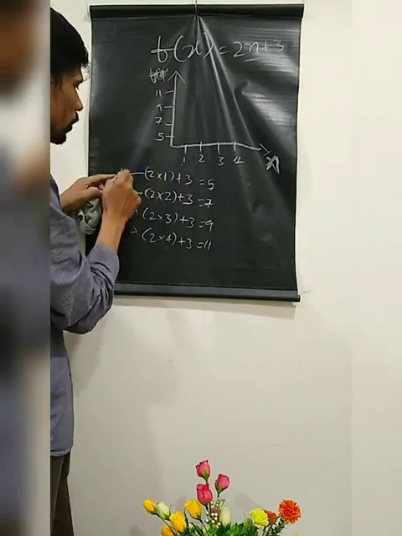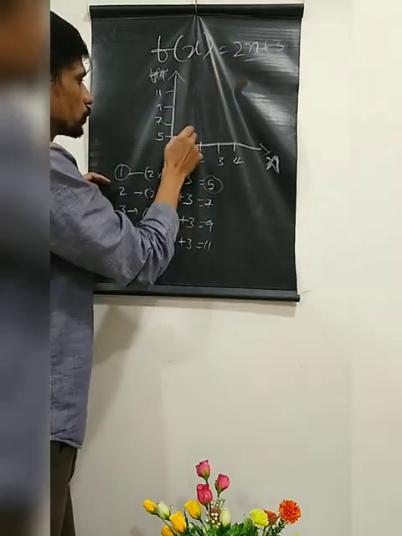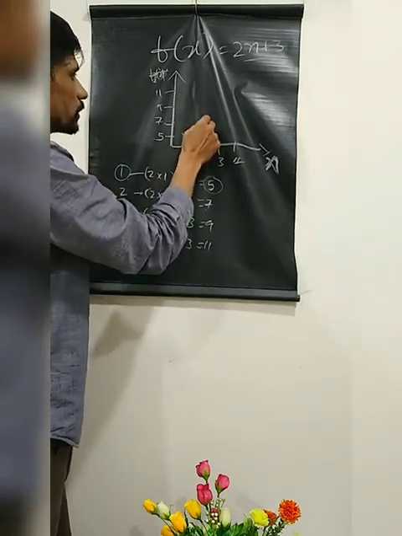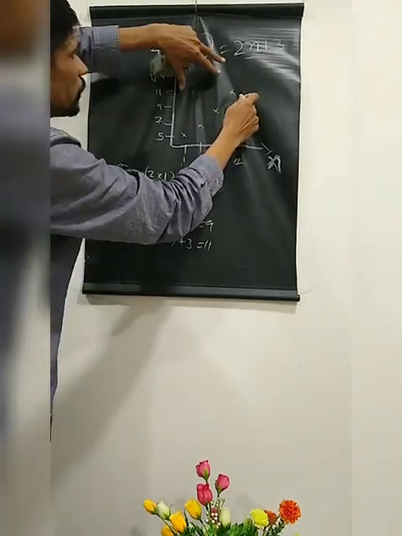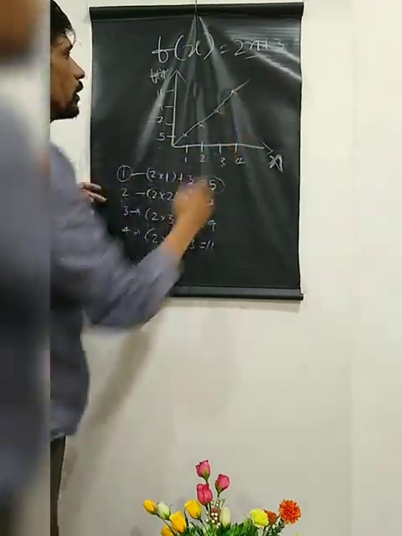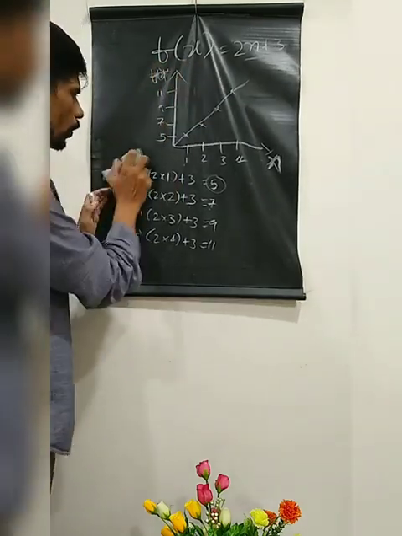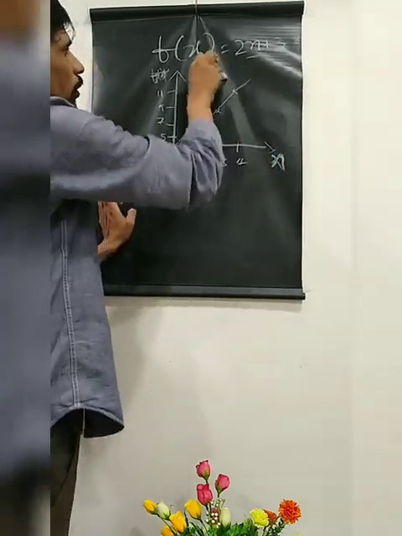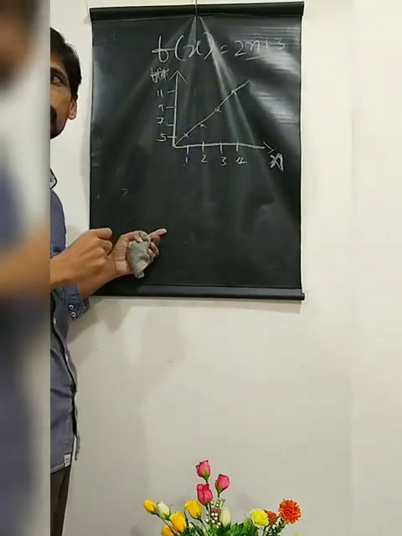When I pass 1 to this function, I get 5, so my dot will be here. For 2, it's 7. For 3, it's 9. For 4, it's 11. If I join them like this, this is the line graph of f(x) = 2n + 3. Now we are able to draw a graph based on our given function.